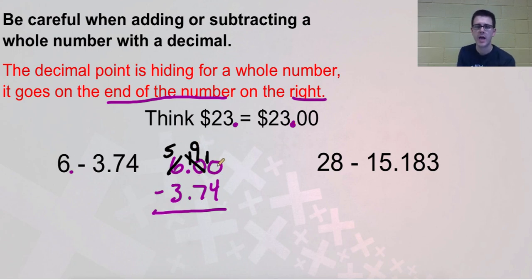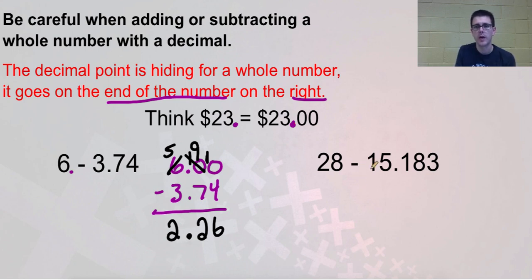1/10 gives us those 10 hundredths that we can use. 10 minus 4 is 6. 9 minus 7 is 2. Decimal slides straight down. And then 5 minus 3 is 2. So we get 2.26. Same thing on our next one.